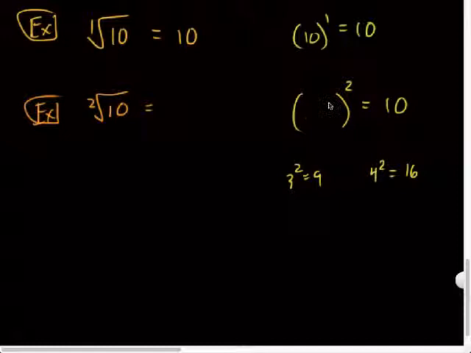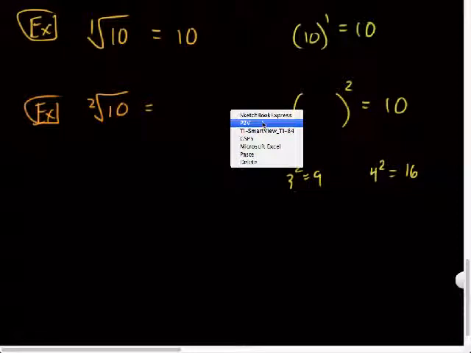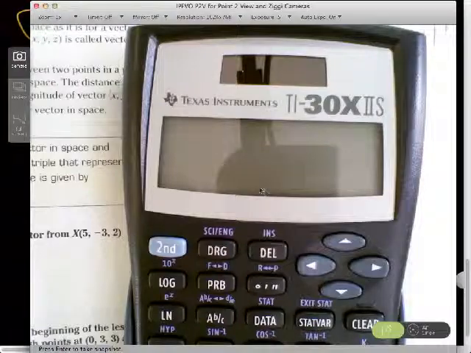It can't really be 3 point anything though, because it would never equal 10. Well, it turns out your calculator has a way of approximating this. It is going to be an irrational number, meaning it's going to be an infinitely long non-repeating decimal. But let me show you, here's my calculator.